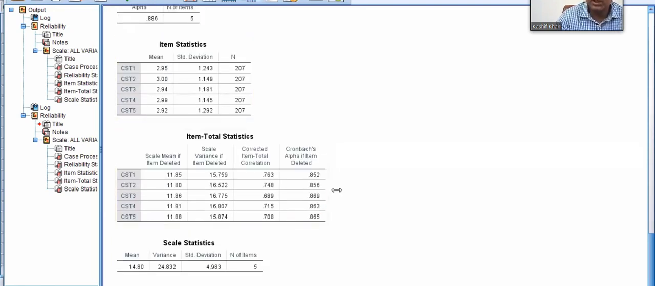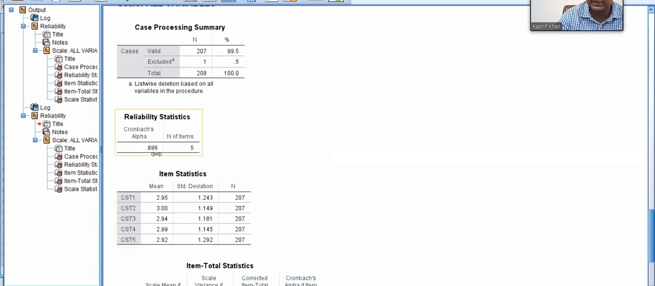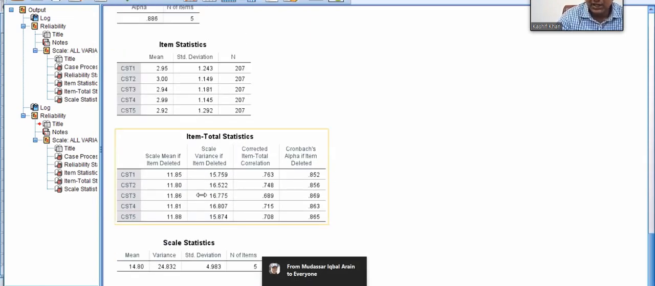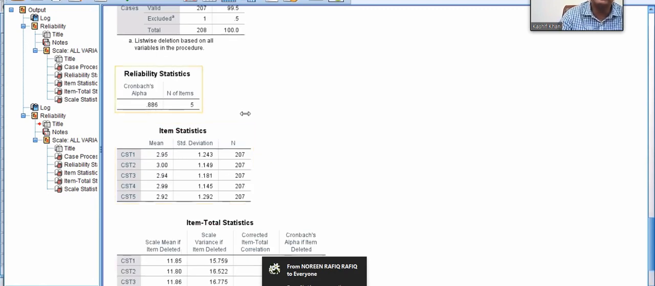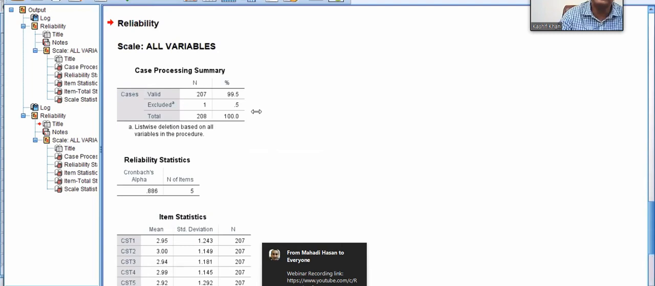But what if you want to increase your value? What if your value is less than 0.70? Then we have another option. It shows Cronbach's alpha if item deleted. It's saying if you delete CST1, your value will be 0.852. If you delete CST2, your value will be 0.856, then 0.869, 0.863, 0.865. What we're learning is that whichever item we delete, we will never have as high a value as 0.886. So we're okay. Our customer satisfaction data is reliable, and we just need to report this.